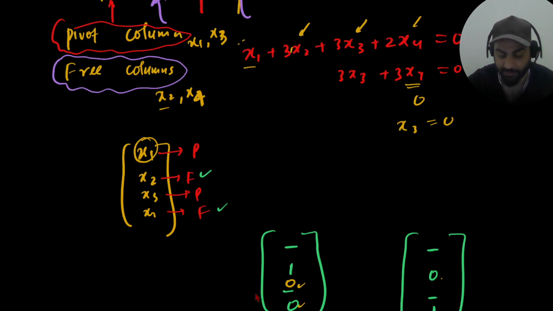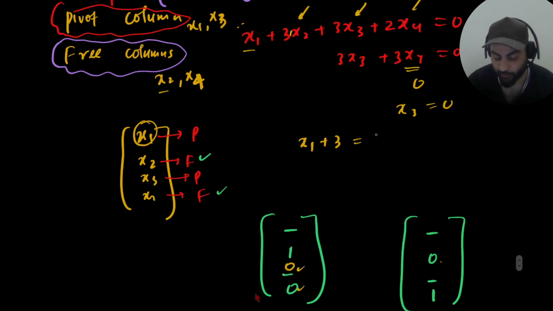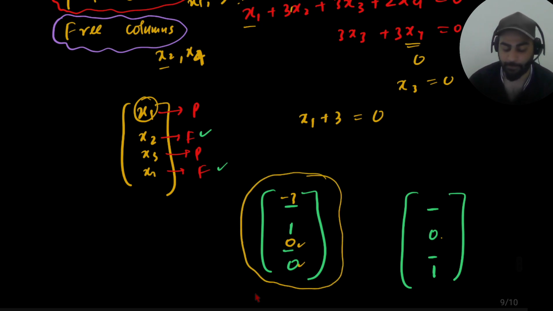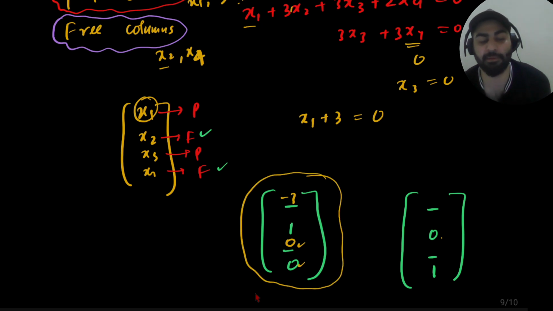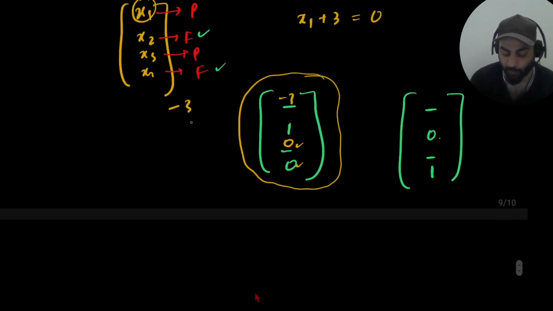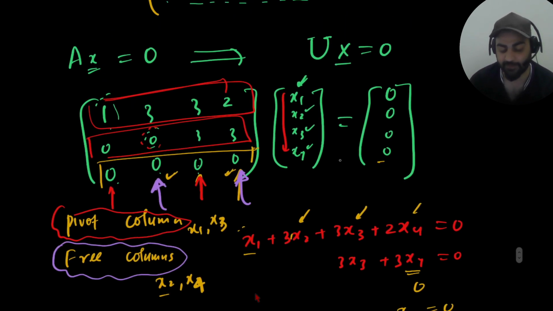So now x1 becomes, x1 plus 3 times, I just gave 1 to this x2, so this is equal to 0. So x1 is equal to minus 3. So here minus 3 is the value. So this is one solution of the null space. Is it clear? Just tell me first, is it clear? I found one solution, that is minus 3, 1, 0, 0. This is one of the solutions that will satisfy this equation.